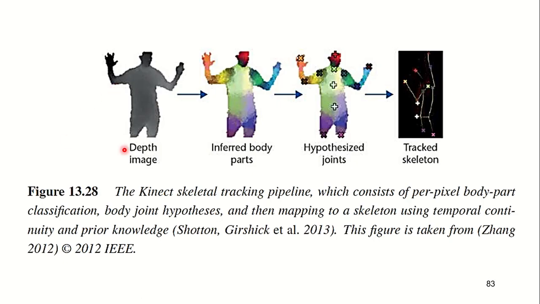So this is a depth image. From that, body parts and hypothesized joints are inferred, and this is the tracked skeleton. It shows the Kinect skeletal tracking pipeline, which consists of per-pixel body part classification, body joint hypothesis, and then mapping to a skeleton using temporal continuity and prior knowledge.